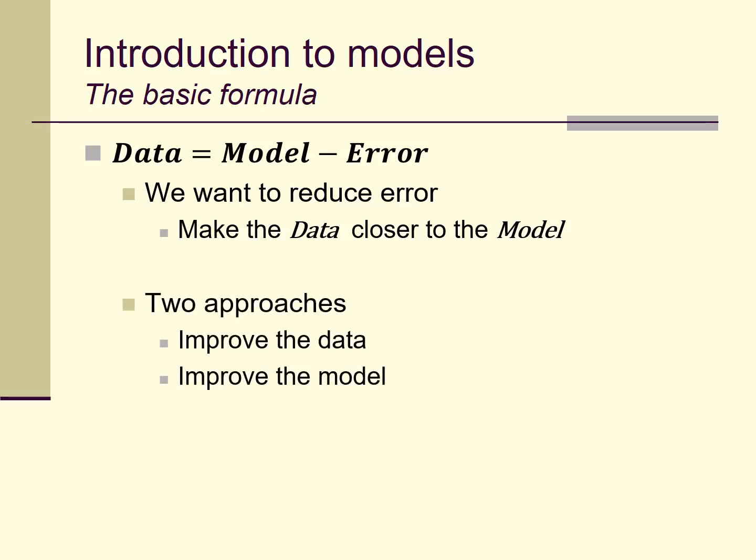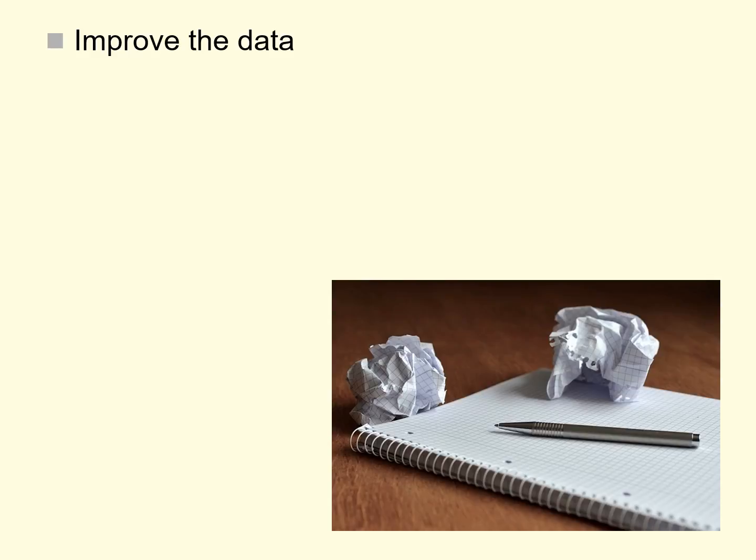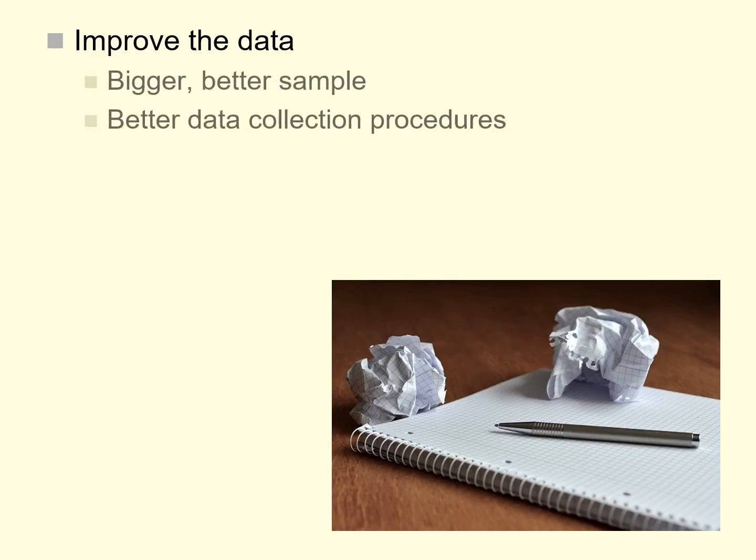Now, there are different ways we can try to reduce error, but I think it's easiest to group them into two broad approaches. One approach is to improve the data in our formula, and the other approach is to improve the model. And what do I mean by those two statements? Well, in terms of improving the data, this often involves collecting a bigger or better sample, and by better I mean more representative of the population, or by using better data collection procedures.